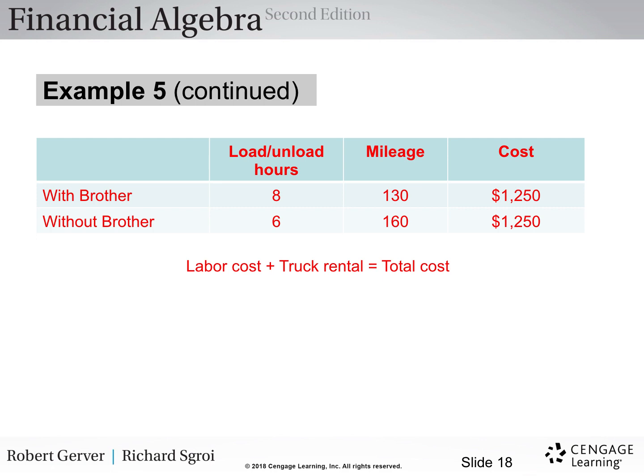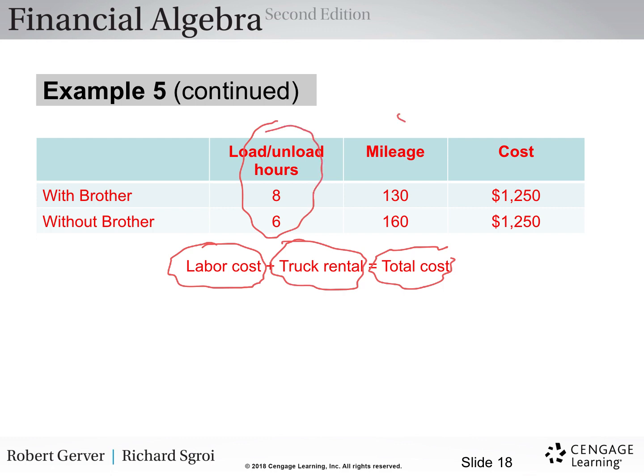So what do we have here? We know that the labor cost for loading and unloading plus the truck rental cost is going to end up equaling the total cost. So we've got our loading, unloading right here. That's the labor cost. We've got our mileage right here. That's the truck rental cost. And they both end up being the same over here on the right of the total cost.